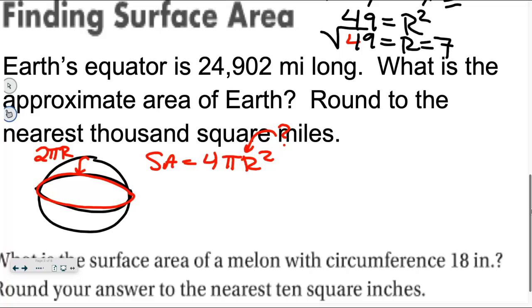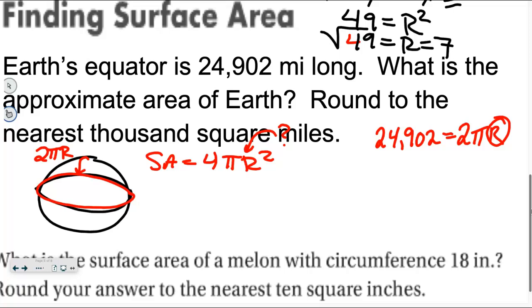So we're going to go over here. And it tells us the distance around is 24,000. I did not know that. That's a lot of miles. 24,902 miles had to equal the circumference of the Earth. And you're going to go figure out what this r is.